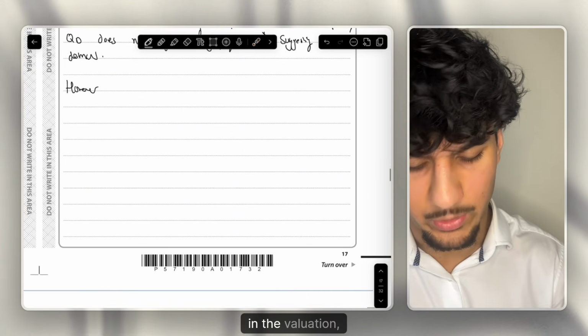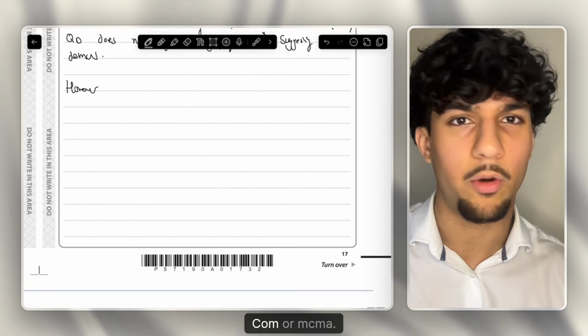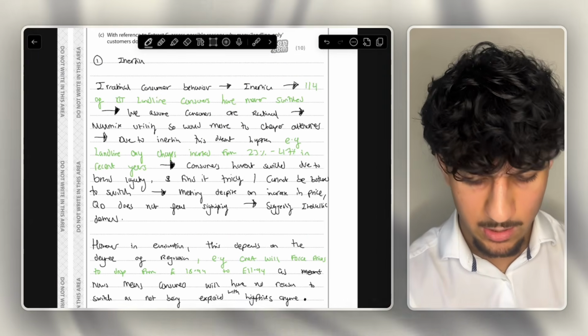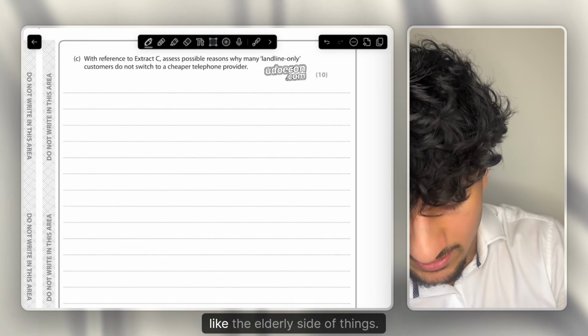So however, in evaluation, this depends on the degree of regulation by either Ofcom or CMA. So that's how to word that evaluation point there. Of course, you can go into a bit more depth with it, but now let's get started with our second paragraph. The second paragraph, of course, is going to be on the elderly side of things.